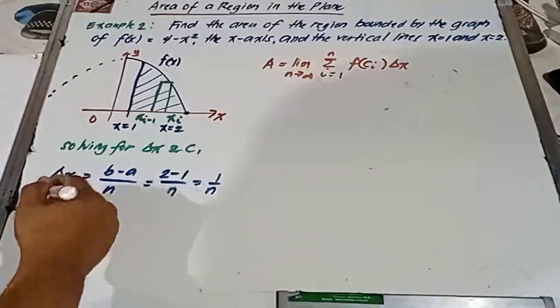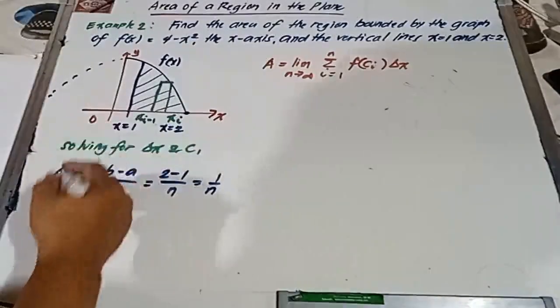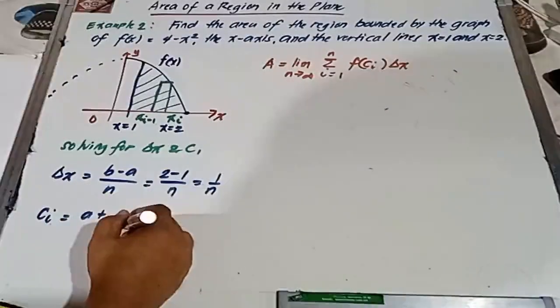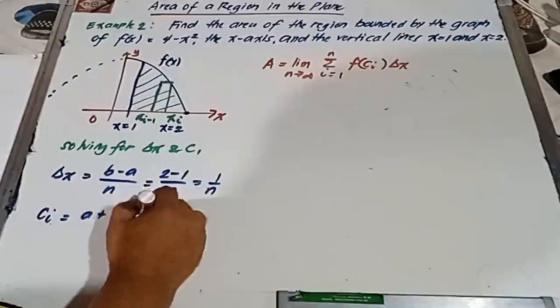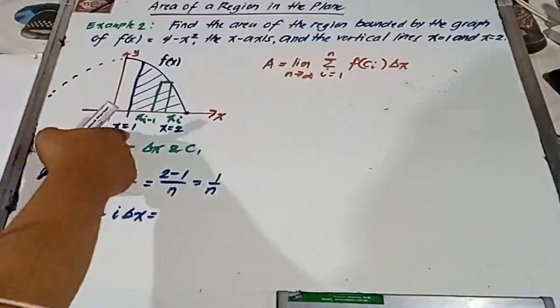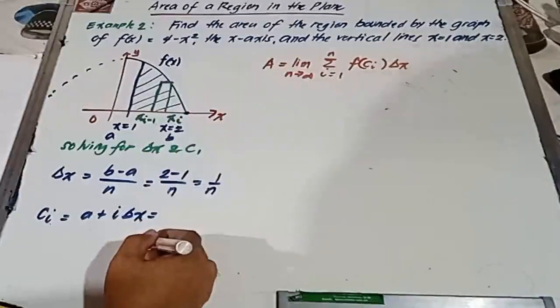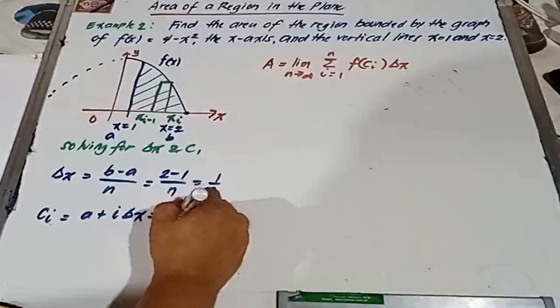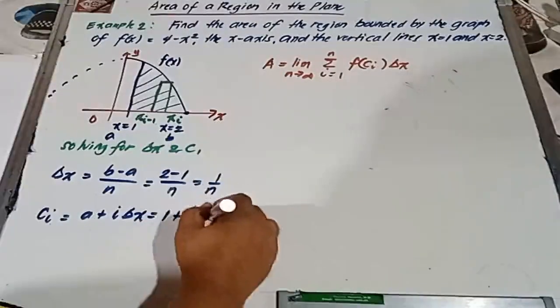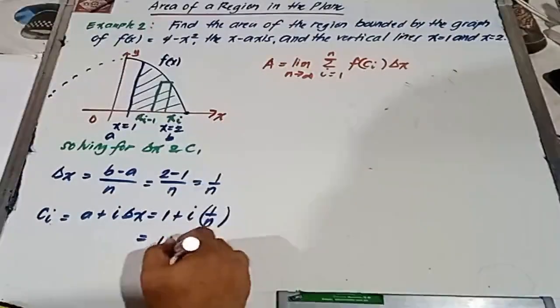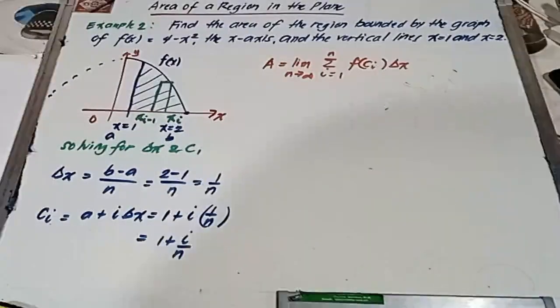And for c sub i, so yung right endpoint, c sub i is a plus i delta x. Okay? So, a natin is 1. Tandaan na, ito yung a, ito yung ating b. So, we have 1 plus i, delta x is 1 over n. So, we have 1 plus i over n. Yan ang ating c sub i.